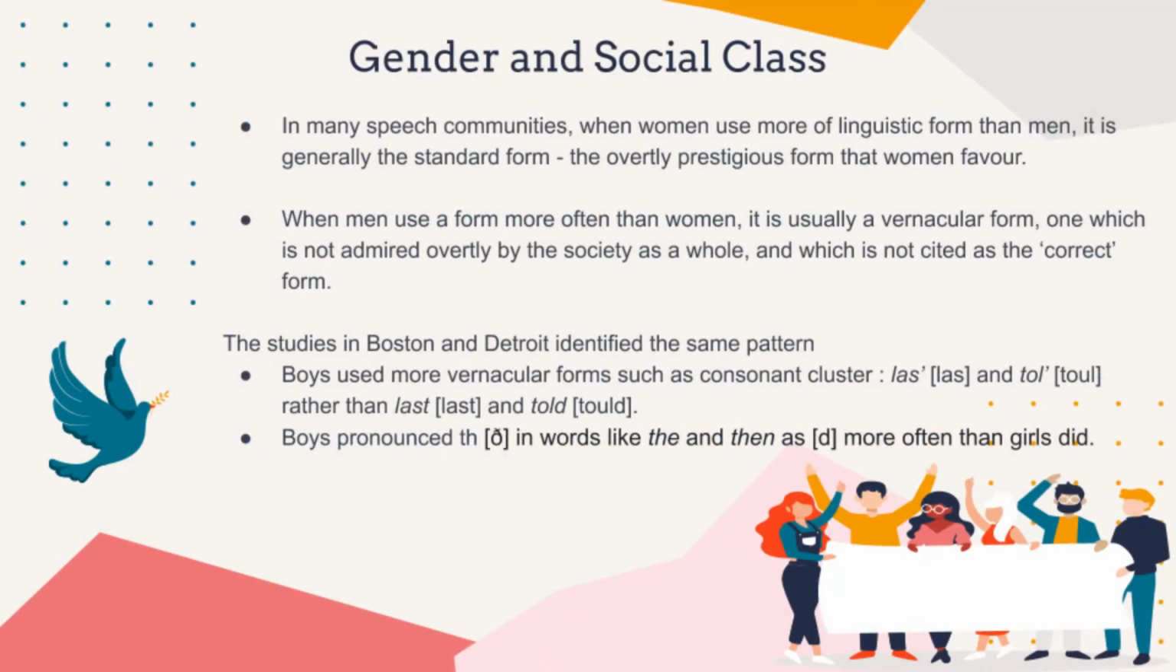In many speech communities, when women use more of a linguistic form than men, it is generally the standard form, the overtly prestigious form that women favor. When men use a form more often than women, it is usually a vernacular form, one which is not admired overtly by the society as a whole, and which is not cited as the correct form. The studies in Boston and Detroit identified the same pattern. Boys use more vernacular forms such as consonant clusters, las and tal, rather than last and told. Boys pronounced the th in words like the and then as d more often than girls did.